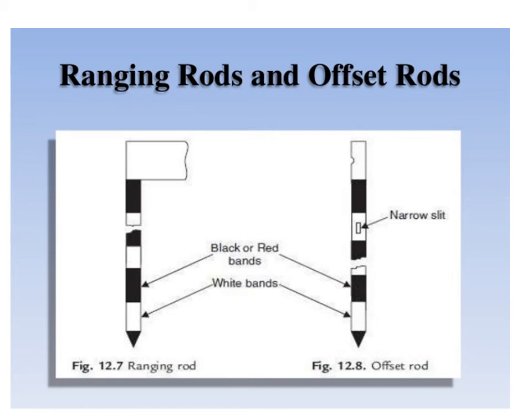Ranging rods are used to represent the position of a point on a chain line or survey line. It is painted black or red or white bands, whereas the offset rods are used to indicate the position of object from a baseline. It is also painted in black or red and white bands.